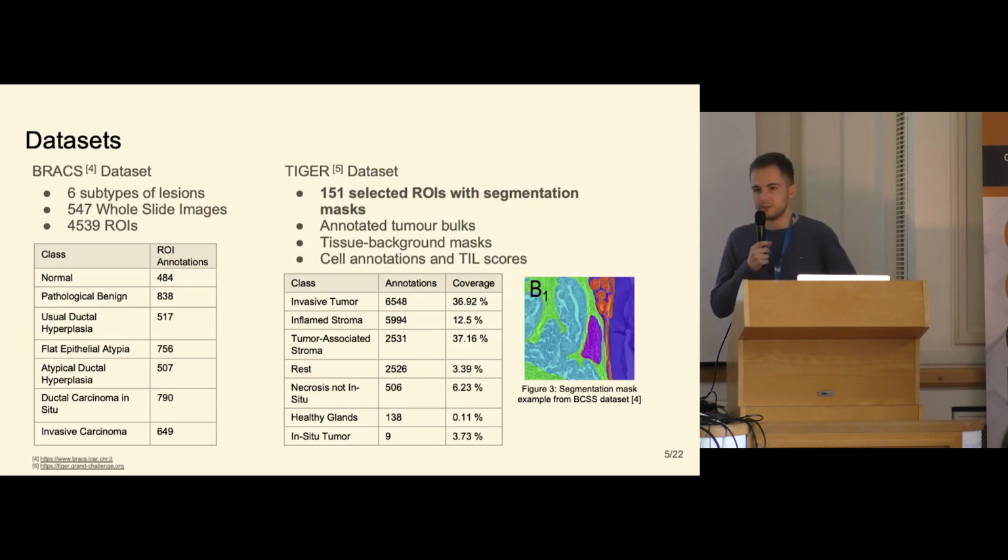Moving on to our proposed solution, we worked with two datasets within our experiments. First is BRACS dataset that contains 547 whole slide images that are annotated into six types of lesions. We use these images within our self-supervised experiments without labels. And the second dataset is the TIGER dataset, from which we use the BCSS part that contains 151 selected regions that are annotated with segmentation masks. You can see the numbers of those regions within those classes in the table below.